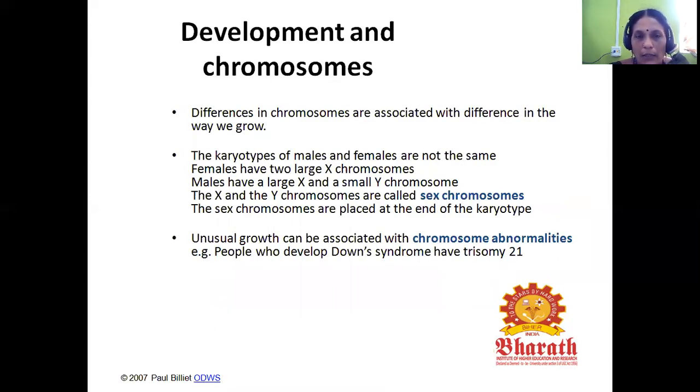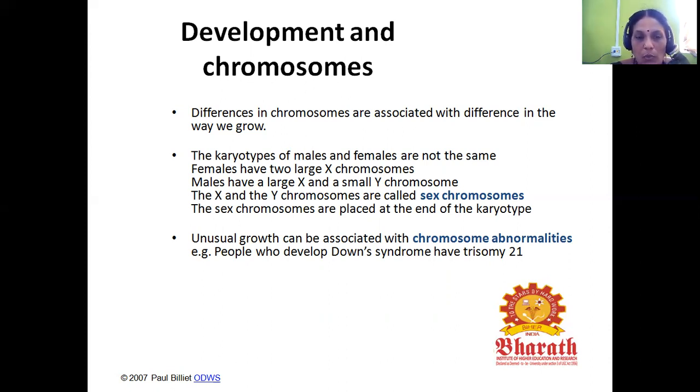Thus, development and chromosomes. Differences in chromosomes are associated with differences in growth. The karyotypes of males and females are not the same. Females have two large X chromosomes. Males have a large X and a small Y chromosome. The X and Y chromosomes are called sex chromosomes. The sex chromosomes are placed at the end of the karyotype.